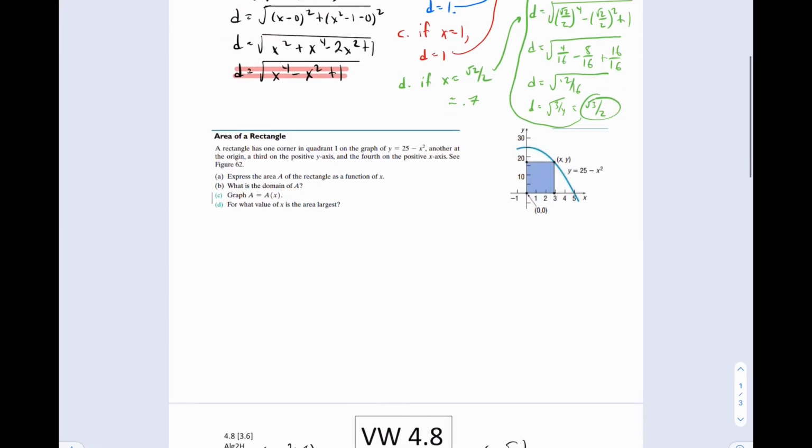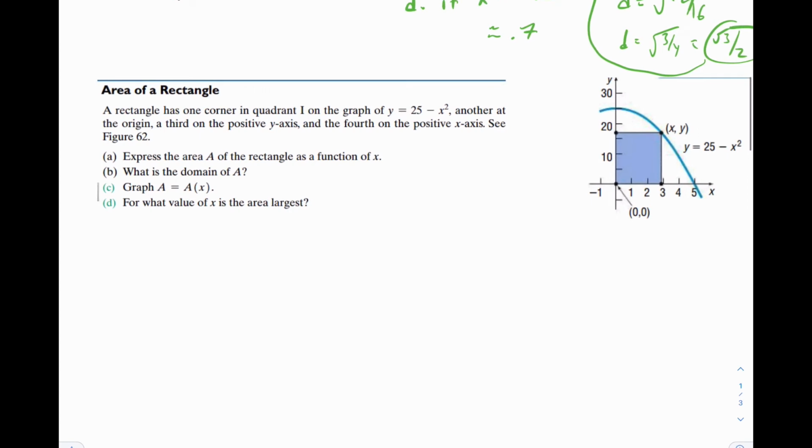Now let's go to the calc example. So get your calculator ready. A rectangle has one corner in quadrant 1 on the graph given, another at the origin. So this point at the origin is going to be fixed. A third point on the x-axis and the fourth point on the positive x-axis. And notice how one corner is important. One corner is on the graph given.